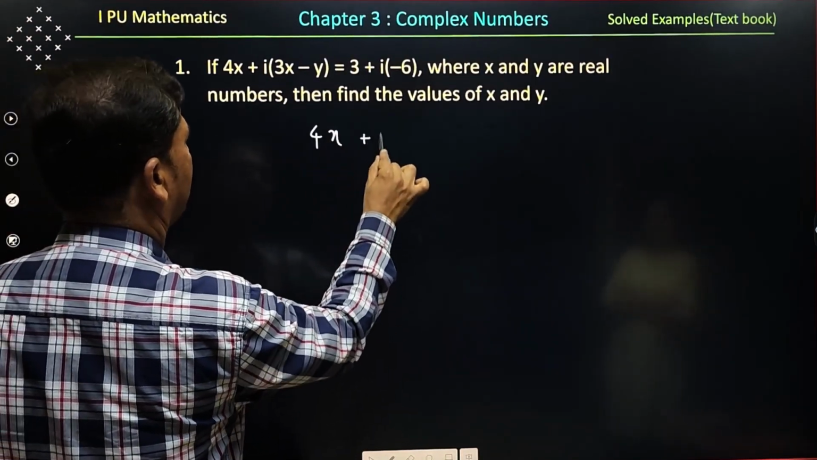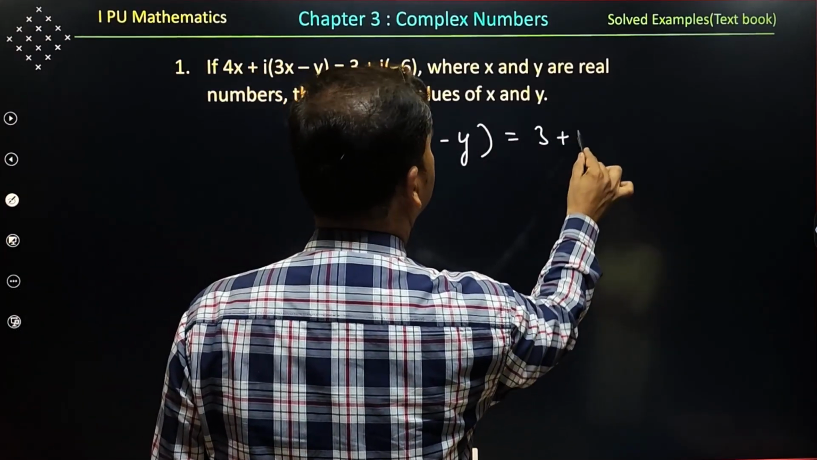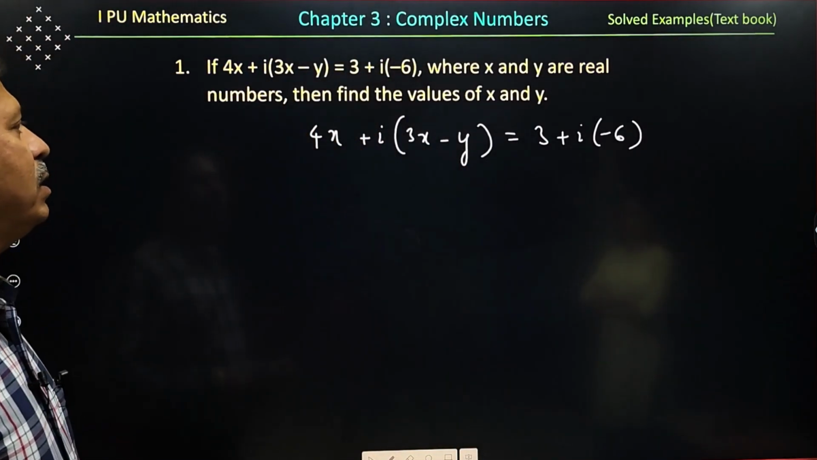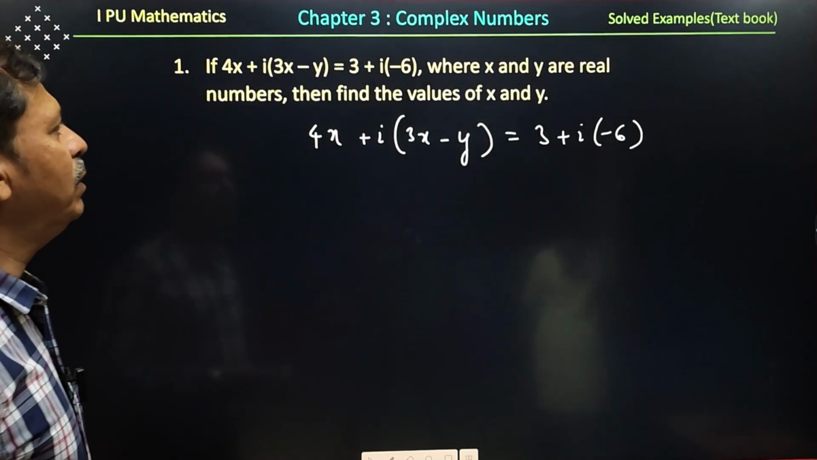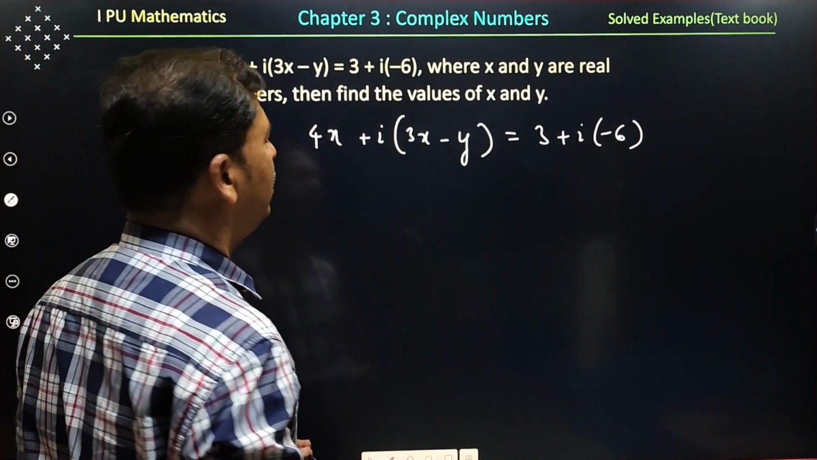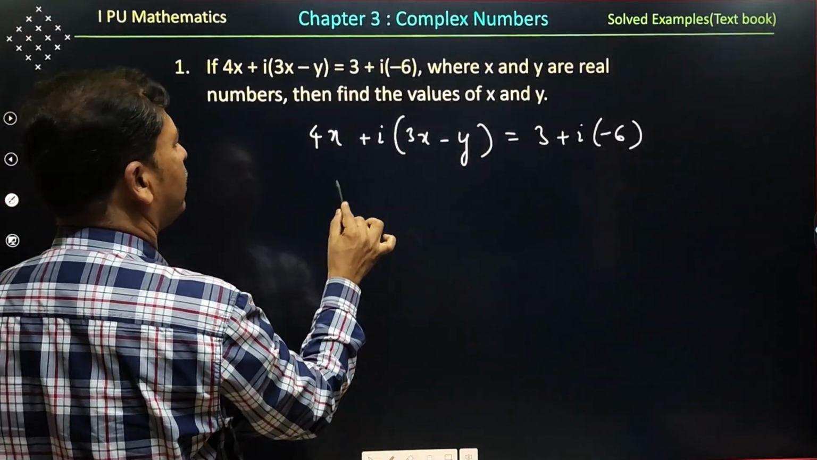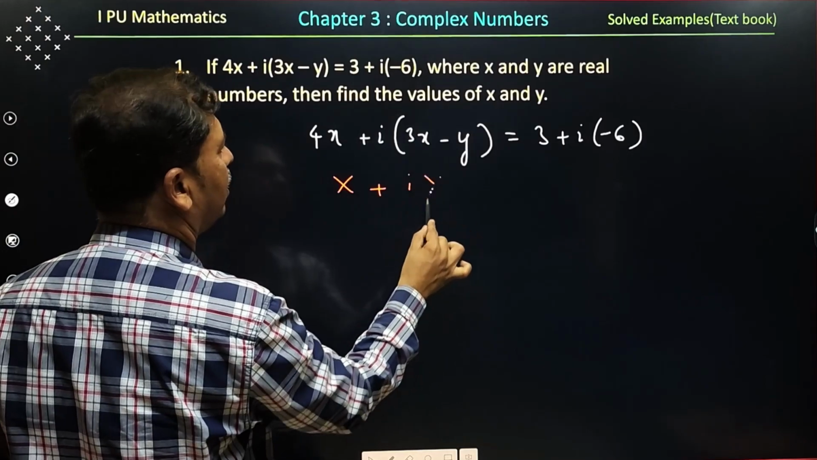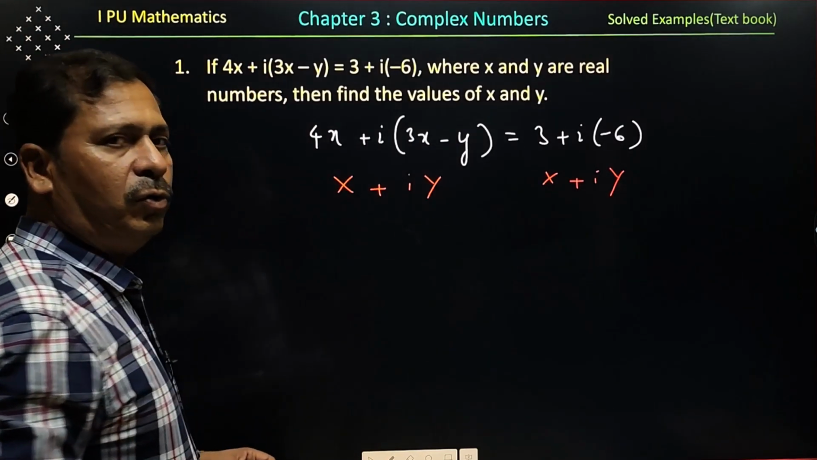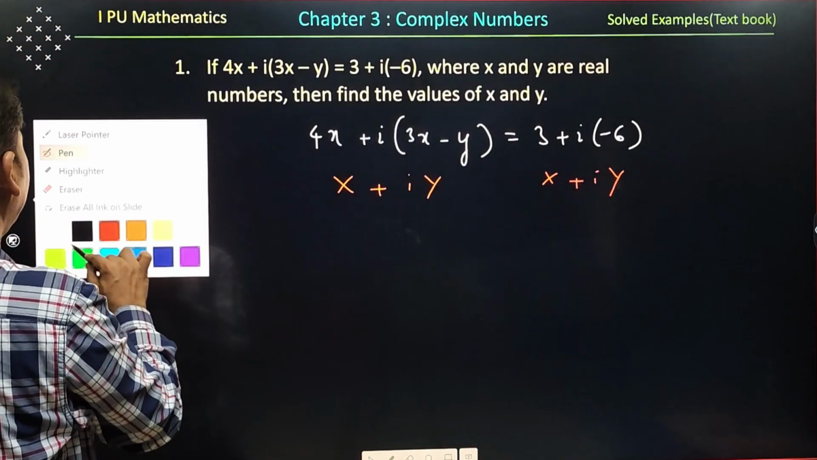It is given that 4x + i(3x - y) = 3 + i(-6). The two complex numbers are equal. The question is to find the value of x and y. Very simple question. Both are already in the standard form x + iy. Here you have to compare the real and imaginary parts separately, then you will get the answer.